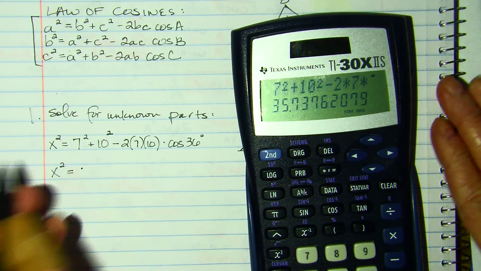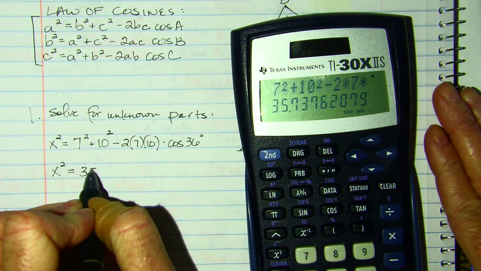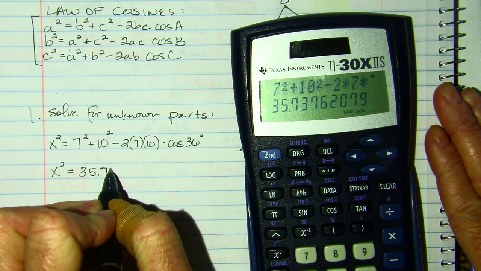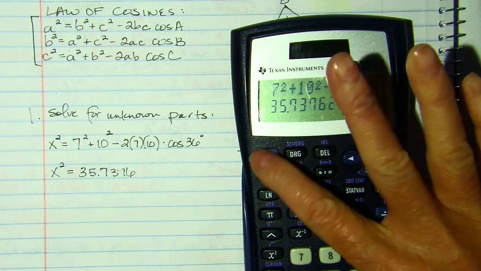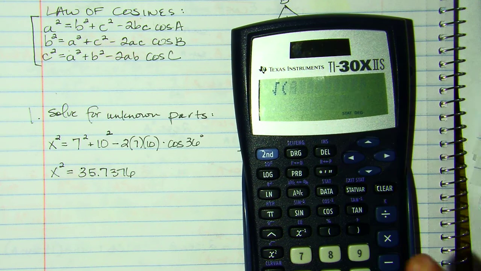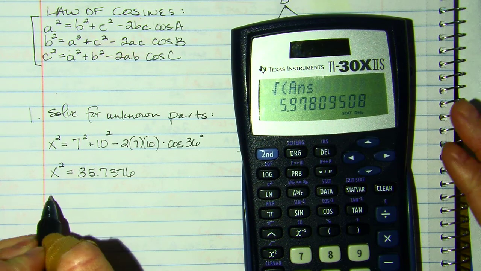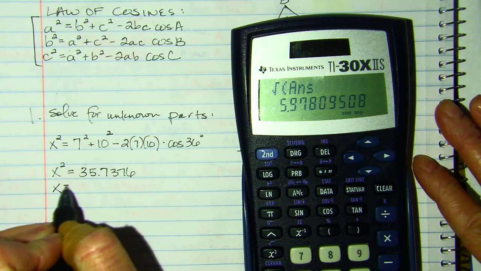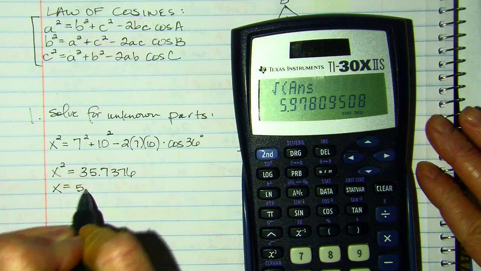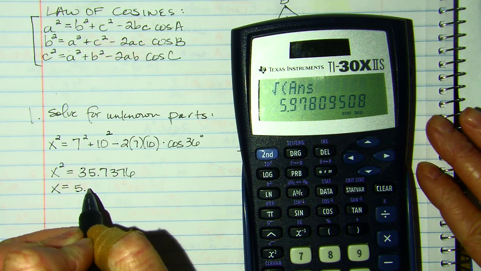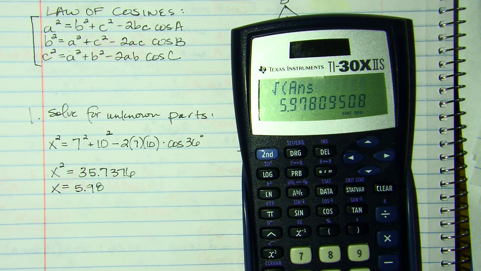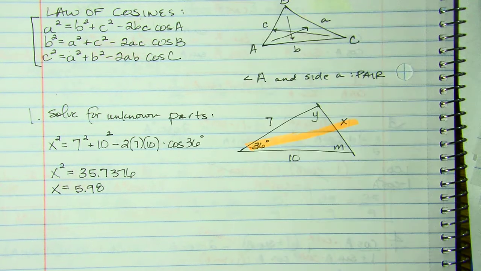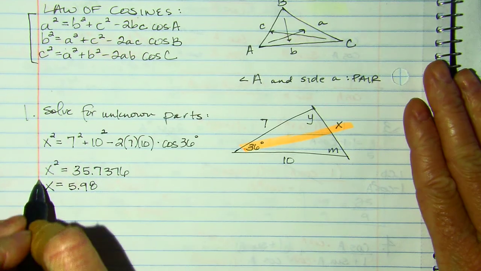All right, so x squared equals 35.7. I'm going to write as much of it as possible and then take the square root of that, right, to solve. And x equals 5.98. If you want, you could approximately round to 6, but I'll keep it at 5.98. All right, so I have found x.